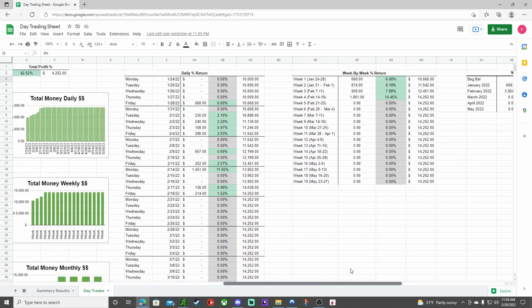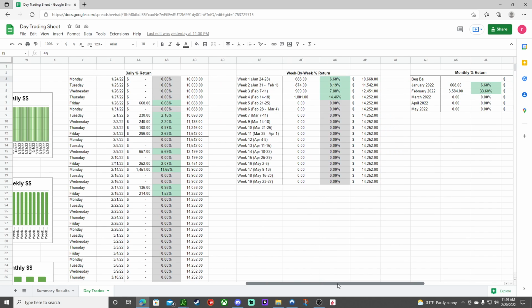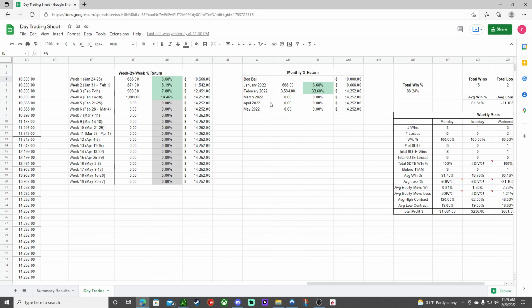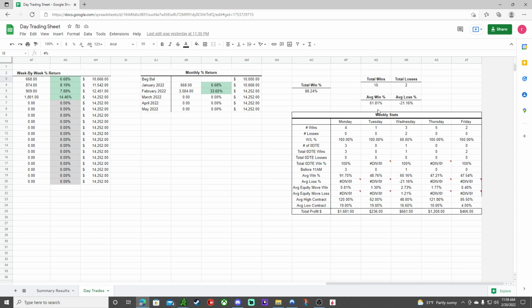I'll continue over. We keep track of the weeks. What weeks were good? As you can see, last week was pretty good. You would have made $1,800. We keep track of the months, green months, and we even keep track of the days of the week, percentages individually. So Thursday seems like one of the best days. Monday seems like one of the best days.